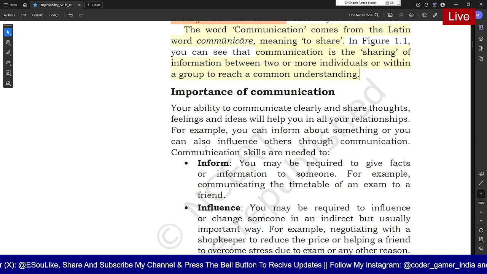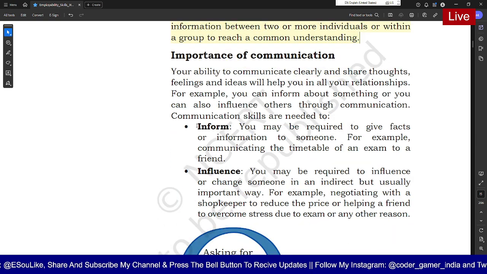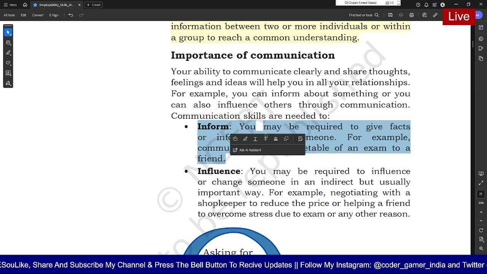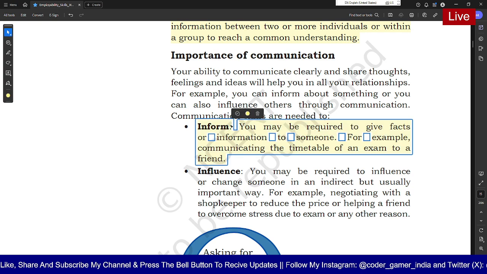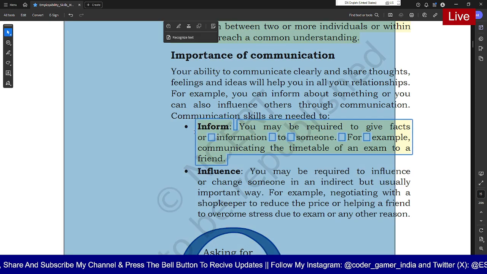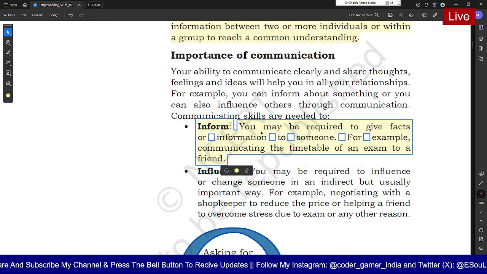So here some examples are there. Number one, inform. You may be required to give facts or information to someone. For example, communicating the timetable of an exam to a friend. Inform means what? For example, I am informing you that from today onwards I am going to continue with this series.